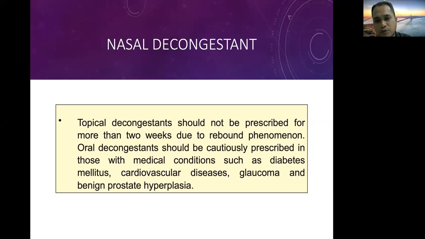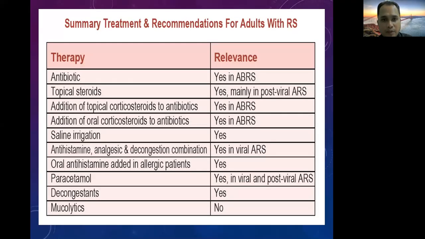The oral decongestant should be cautiously prescribed in those with medical conditions such as diabetes mellitus, cardiovascular disease, glaucoma, and benign prostate hyperplasia. As a summary, we give antibiotic in acute bacterial rhinosinusitis, and topical steroid mostly in all types of rhinitis. Addition of topical corticosteroid to antibiotic is just in acute bacterial rhinosinusitis. Oral corticosteroid is also for acute bacterial rhinosinusitis, and saline irrigation for all types of rhinitis. Antihistamine, analgesic, and decongestant we usually give when the patient has allergic symptoms.